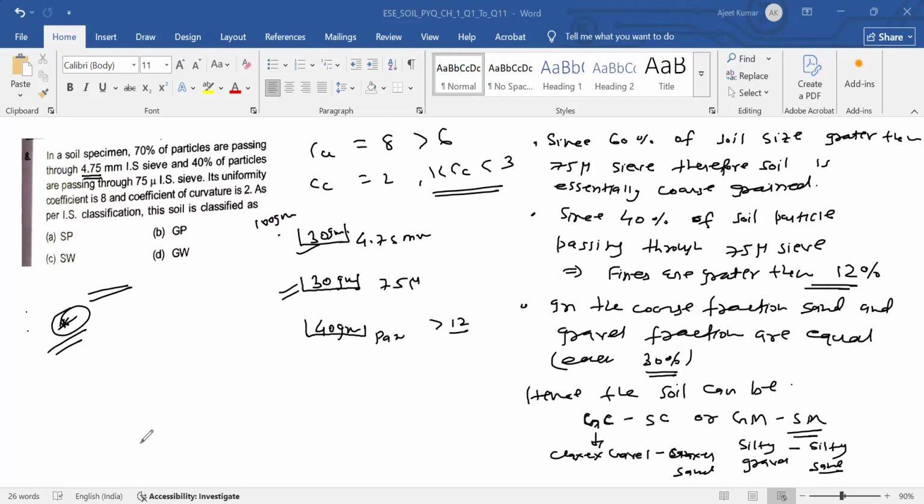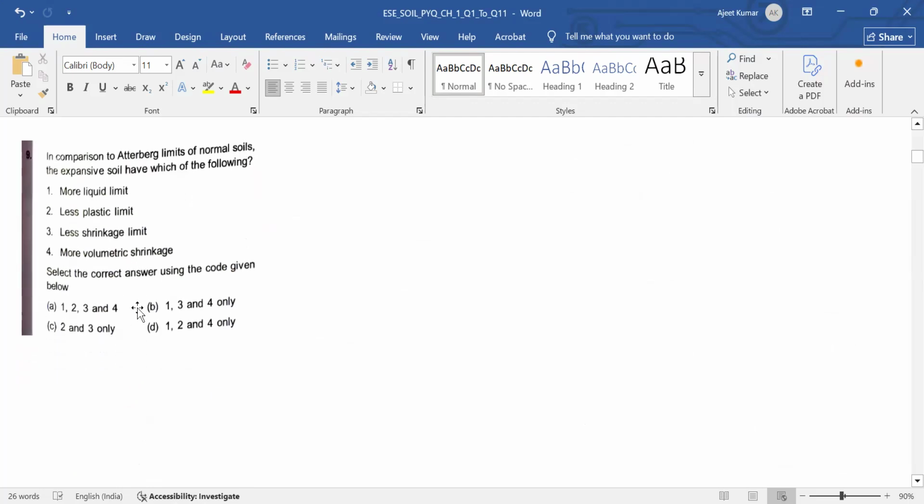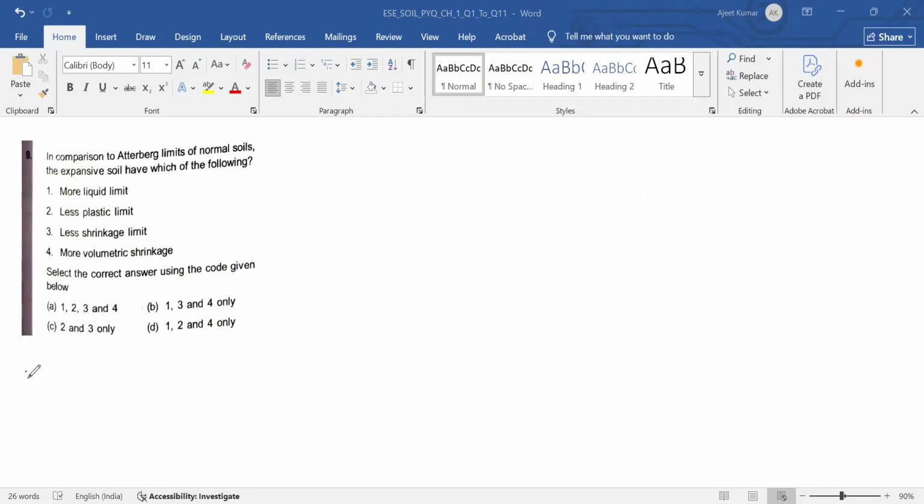Now let's discuss question number 9. In comparison to Atterberg limits of normal soil, the expansive soil have which of the following? So expansive soil have more liquid limit. Yes, this statement is correct. Less plastic limit? No, it has more plastic limit as well as more plasticity index also.